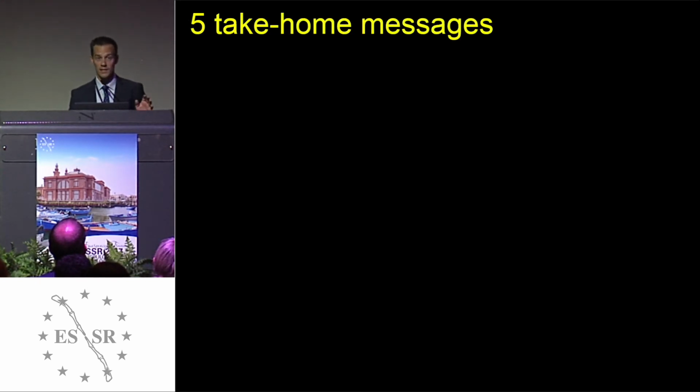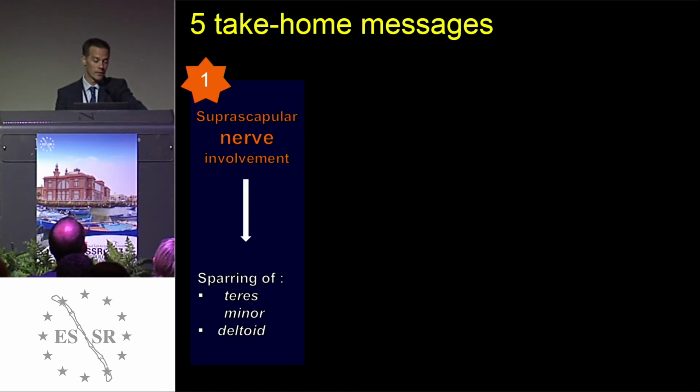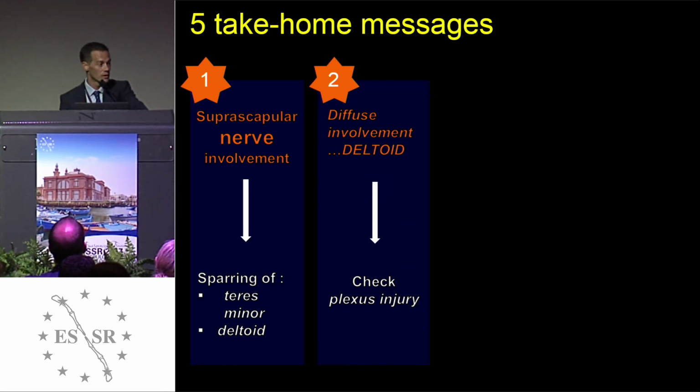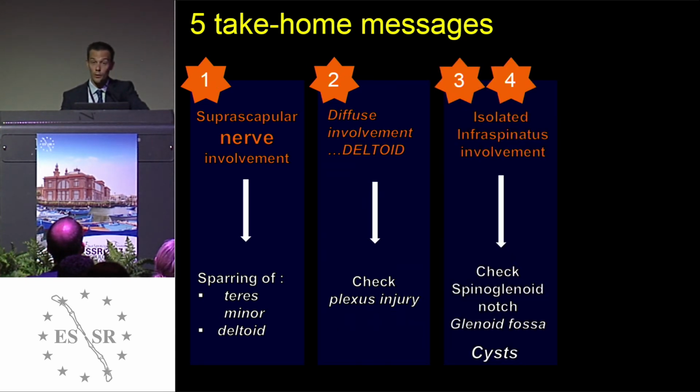So, my five take-home messages. The first one: if you have a suprascapular nerve involvement, you have a sparing of teres minor and deltoid. The second one: if you have a diffuse involvement of the muscles of the shoulder, including the deltoid, check for plexus injury. It's not local, it's probably more general. The third and fourth messages are: if you have isolated infraspinatus involvement, check the spinoglenoid notch and the glenoid fossa, and look specifically for cysts. Sometimes it's quite difficult to see.